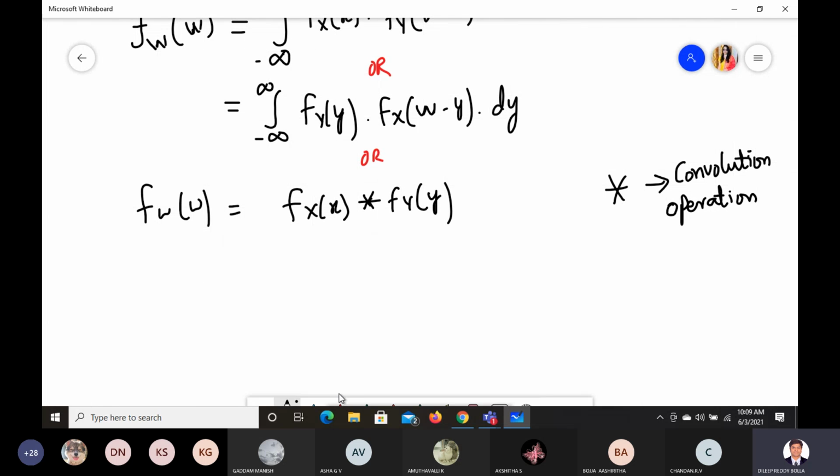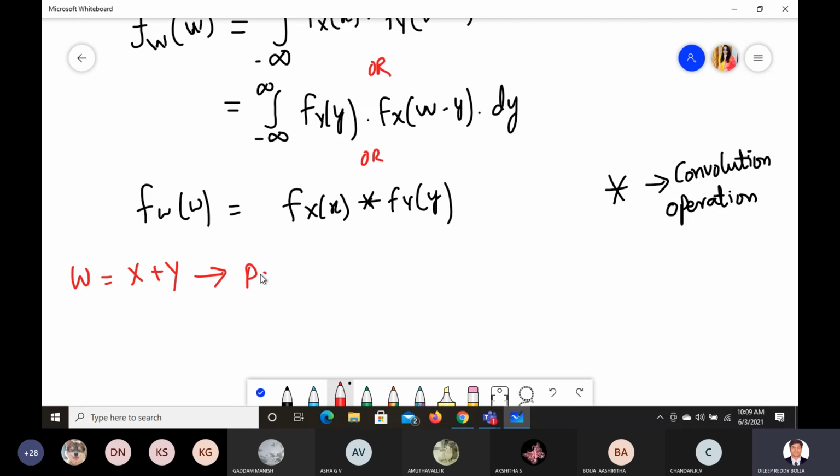Okay, so in the final note of this, you have W equals X plus Y. If you are trying to find the probability density function for this, the probability density function of the corresponding random variable, what is this expression? It is the convolution of what? Convolution of the PDFs of X and Y.